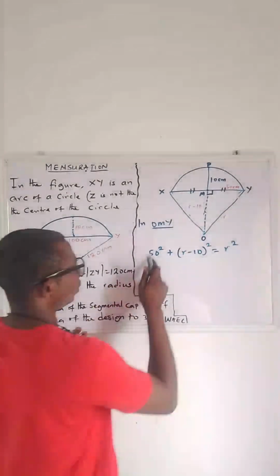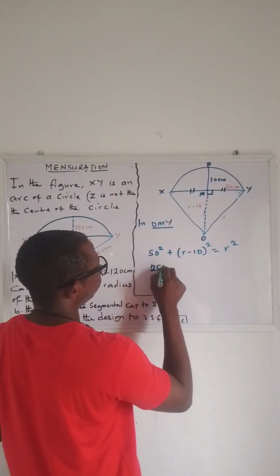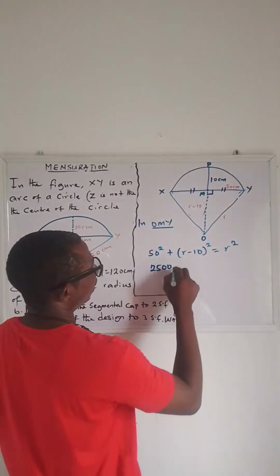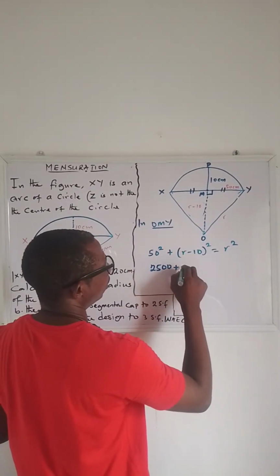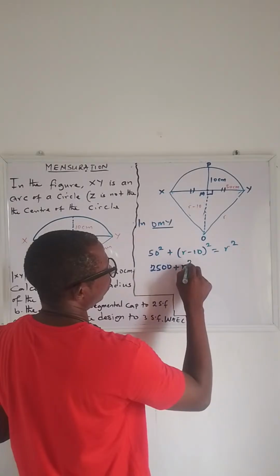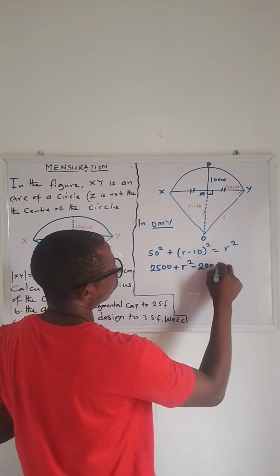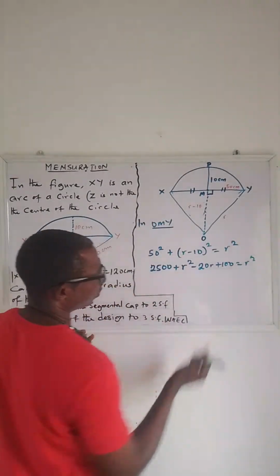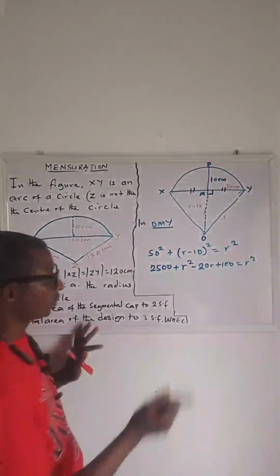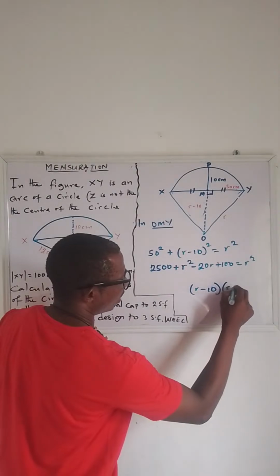So this one gives you 2,500. Now you can expand this one. If you expand this, you are going to have R square minus 20R plus 100 equals R square. How did I get this one? Every one of you should be able to do that. Look at it. We have R minus 10 times R minus 10.